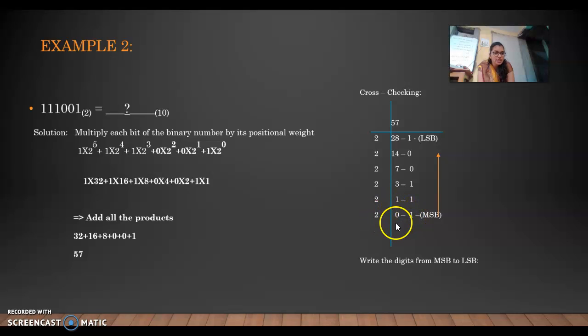Once you get the quotient as 0, stop dividing. The last remainder which you get is your MSB. Here 1 is the MSB. While writing the digits, you have to write them from MSB to LSB. So the digits are 1, 1, 1, 0, 0, 1. Look at these two. Both the numbers are the same, right? So you can conclude now that the conversion is correct.